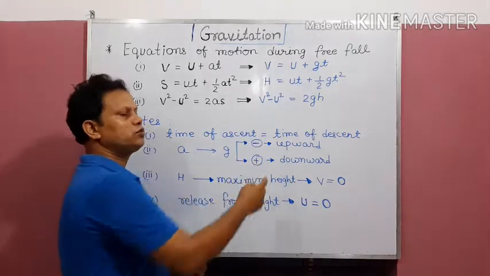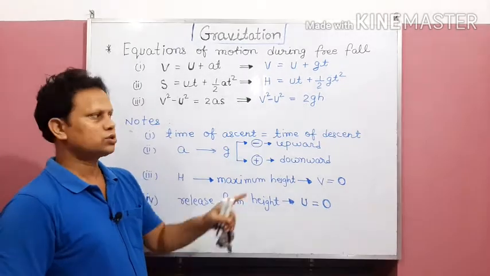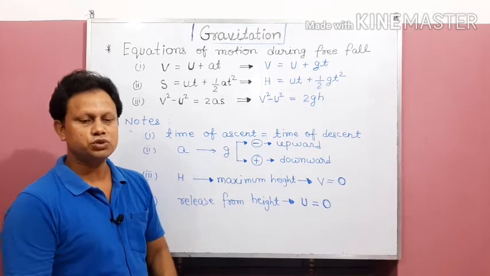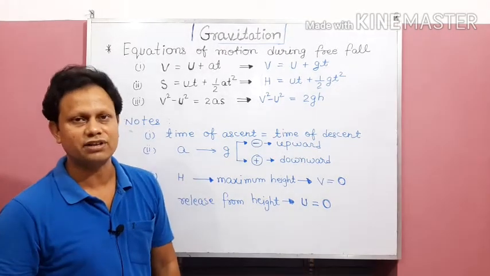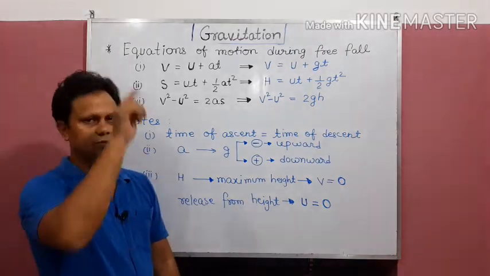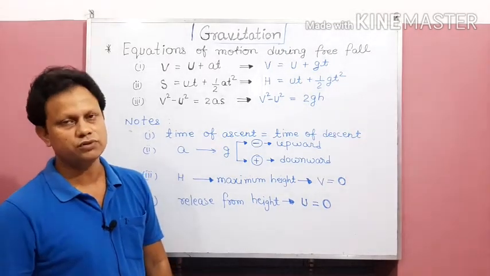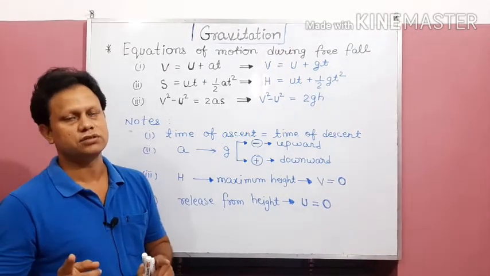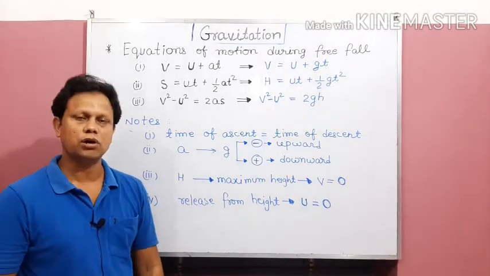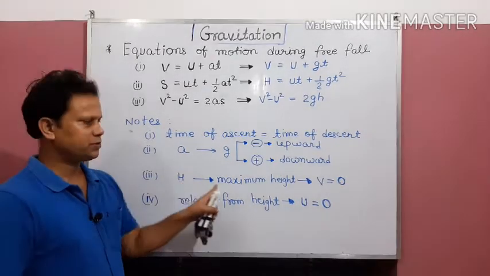Now, when we analyze the acceleration when the object is in upward motion, we take the minus value of g. Why minus? Because it is going against the force of gravitation. So, there we take the g value as negative, and when the object comes downward, the acceleration is in the direction of the gravitational force. So, there we take positive g. You have to take care of this point while solving the question, whether it is an upward situation or a downward situation. h represents maximum height.